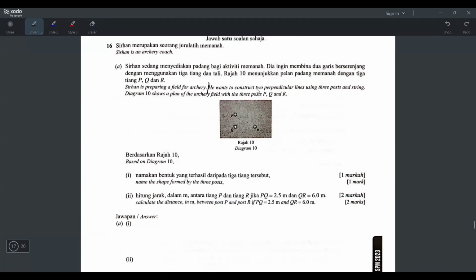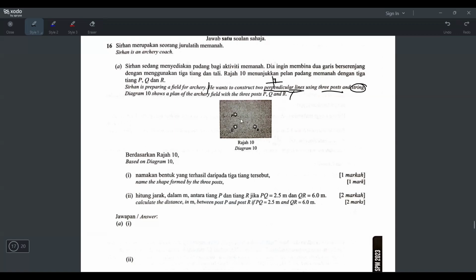Okay, you want to construct what? 2 perpendicular lines. Okay, so perpendicular lines means it will have 90 degree lah, right? Perpendicular is serenjang. So he wants to construct 2 lines that is perpendicular to each other using 3 posts and string. Okay, boleh. Diagram 10 shows a plan of the archery field with the 3 posts PQR. Okay, and then based on diagram 10, number 1, name the shape formed by the 3 posts.